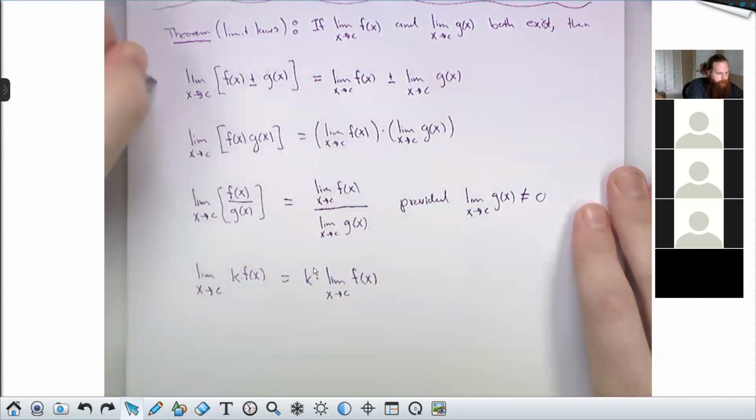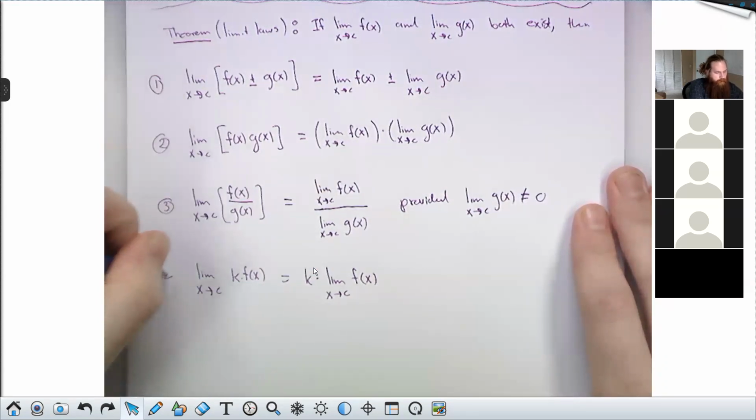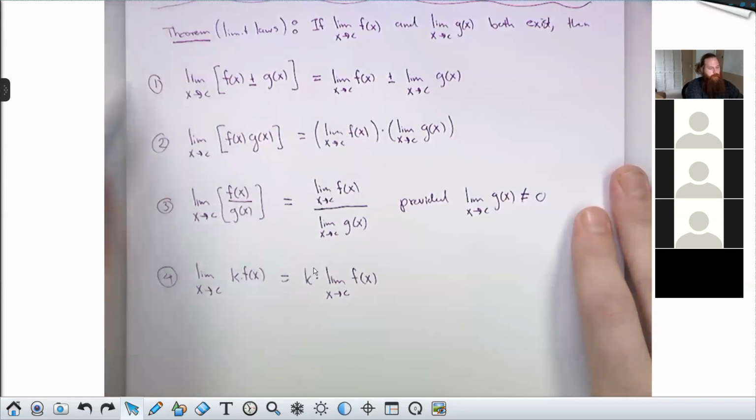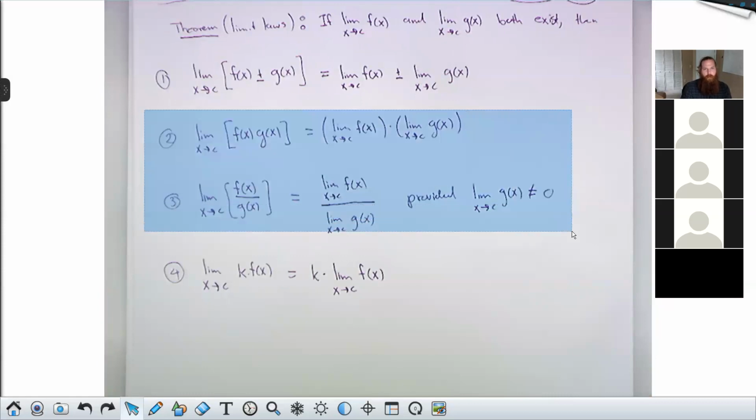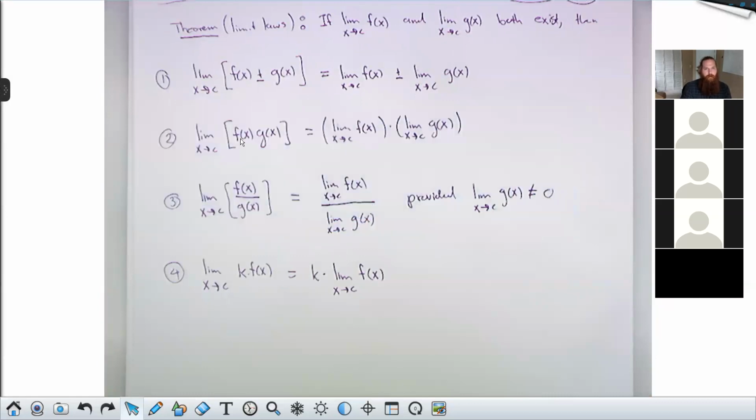So the first item, together with the fourth item, is what would tell us that the limit operator is what's called a linear operator. It splits up nicely over addition, and it splits up nicely over constant multiplication. The guys inside here, they don't have a special name, but it's just that limits can be split up over multiplication and split up over division as well.